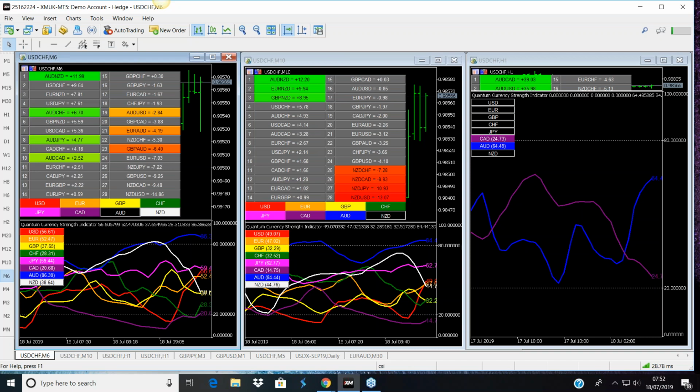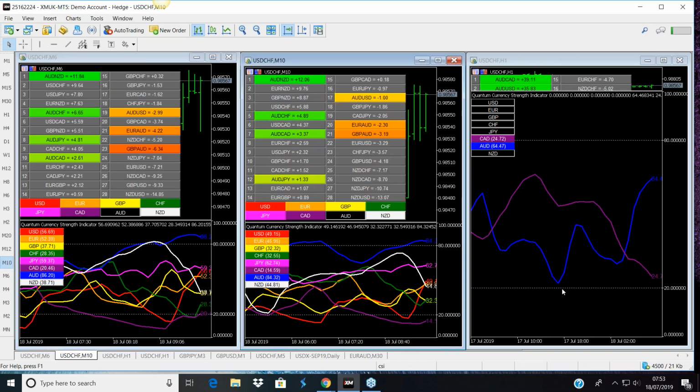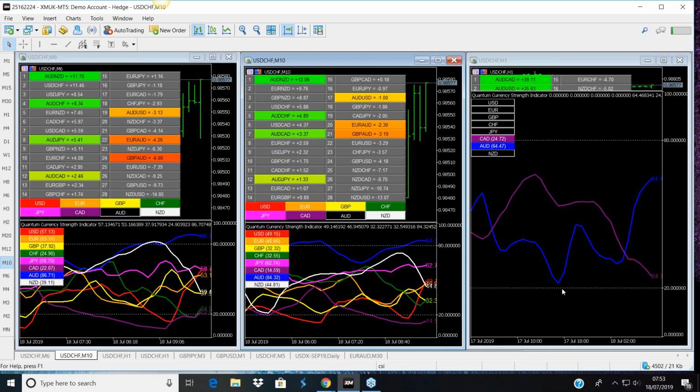Just wanted to highlight on the matrix, what you're looking at on the matrix is the ranking of all the pairs. You're seeing, Anna's just isolating out the Aussie there. Up at the top, you can see we've got the Aussie New Zealand on 10, and we've got the Aussie CAD up on the hour. It's been an awful lot of buying of the Aussie. That's reflected on the matrix.